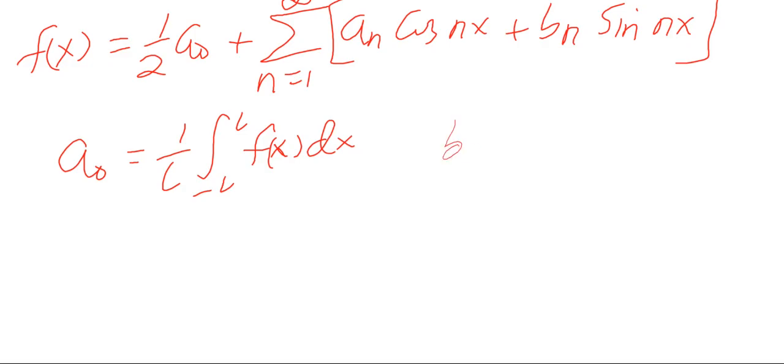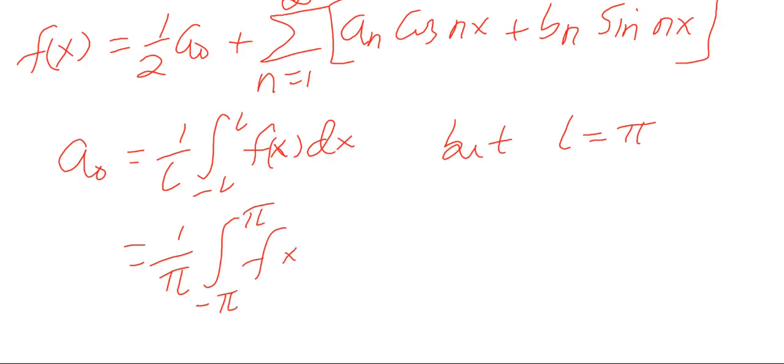Our L is equal to 2 pi. Sorry, L is equal to pi, not 2 pi. L, we have seen, is equal to pi. So we can substitute and write 1 over pi integral from minus pi to pi f of x dx.